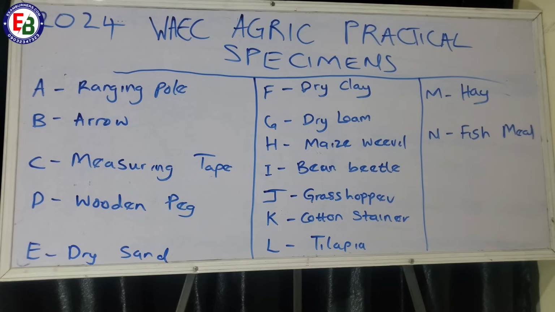Your HB pencil is for drawing the specimen, your 2B pencil is for what? For labeling the specimen. It's not very compulsory, but make sure you go with a well sharpened pencil for neat drawing.